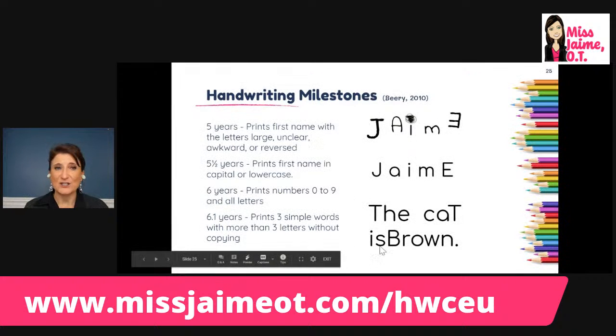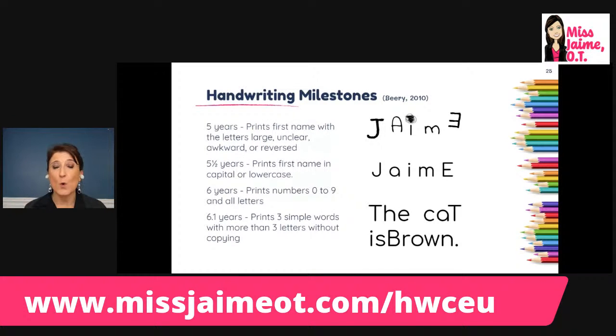So handwriting milestones. At 5 years, a child should be able to print their first name with the letters large, unclear, awkward, or reversed. That's completely normal. It's developmentally appropriate and acceptable. At 5.5 years, they should be able to print their first name in capital or lowercase.